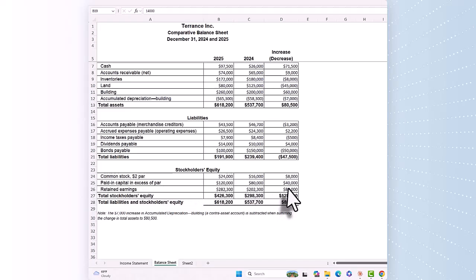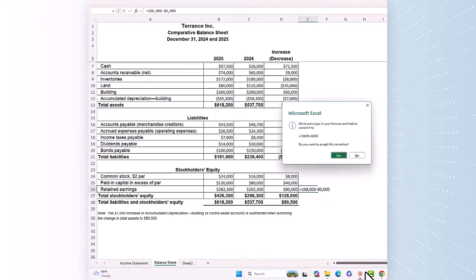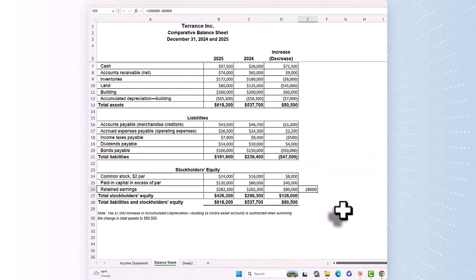Here's what we need to focus on. Our retained earnings went up by $80,000. Now, we said that we had $108,000 in net income. So we should be seeing retained earnings going up by $108,000, but it's only gone up by $80,000. So what gives? Let's think about dividends. Dividends gets paid out of retained earnings. So that means we must have paid out $28,000 in dividends in order for that number to be true.